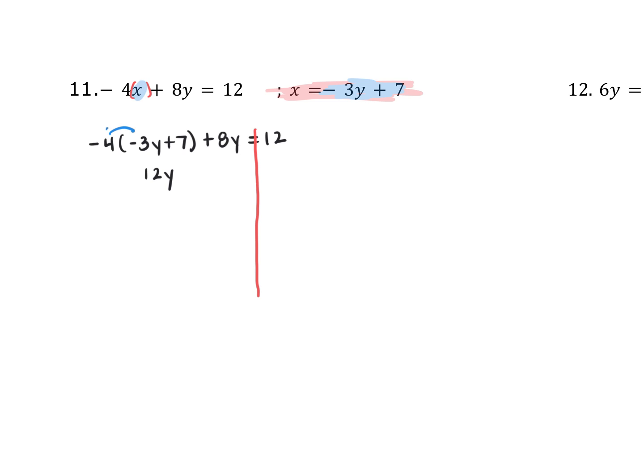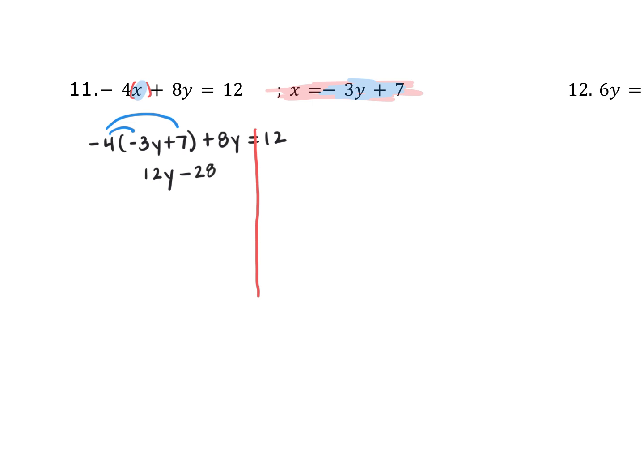Now I'm going to distribute that negative 4 to that 7, and that's going to give me a negative, because I have a negative out front and a positive 7, the negative always will be there. So if you have a negative and a positive and you're multiplying, you keep your negative. So I'm going to use it like a subtraction. I'm going to say negative 28.